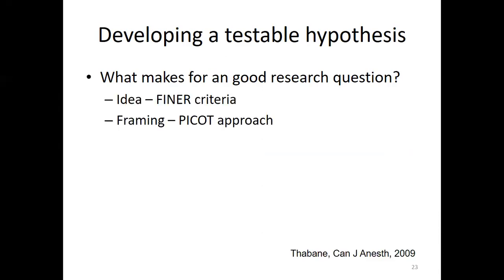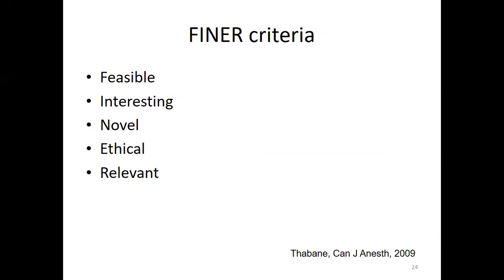So if we think about what makes for a good research question, there's a couple of different ways of structuring that idea. Two that I think are pretty useful, and this is a reference that I think nicely lays them out, are for your idea what's called the FINER criteria, and for the framing the PICOT approach. This paper is not the one that really came up with this, but I think it's a well-written paper that really nicely describes how to work through these. So FINER stands for feasible, interesting, novel, ethical, and relevant.